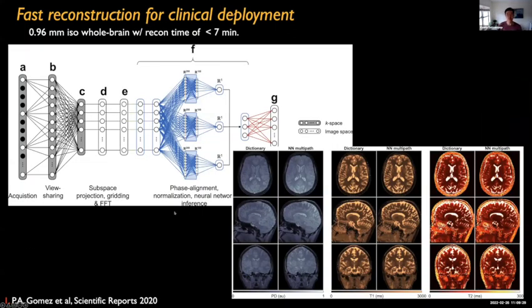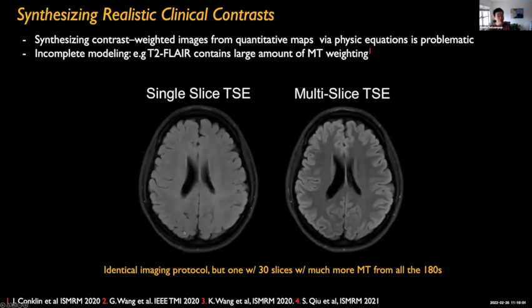So it's good that we're being able to scan quickly, but it's also important that we have fast reconstruction for clinical deployment. I'll highlight an example here from Gomez et al., where they've done subspace projection as well as machine learning in their reconstruction pipeline to try to achieve pretty fast reconstruction of less than 7 minutes for sub-millimeter whole brain MRF as shown.